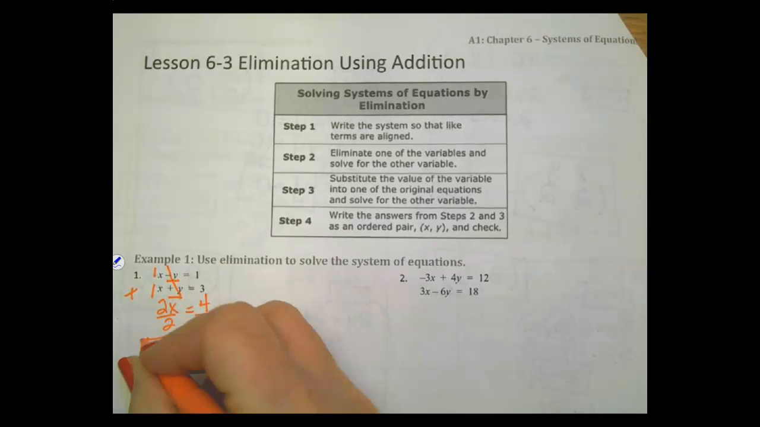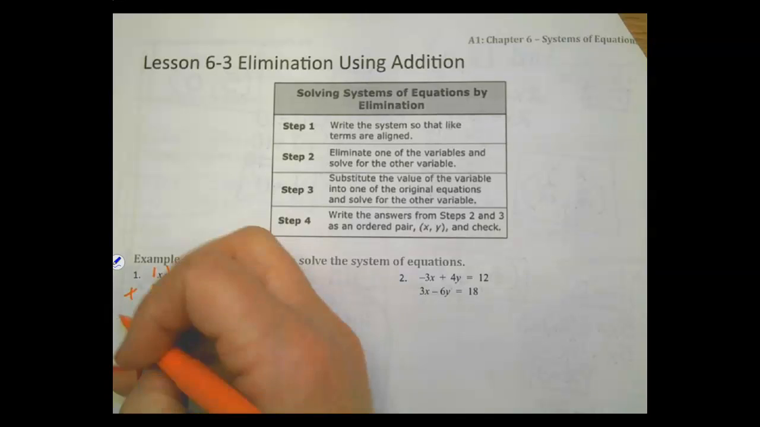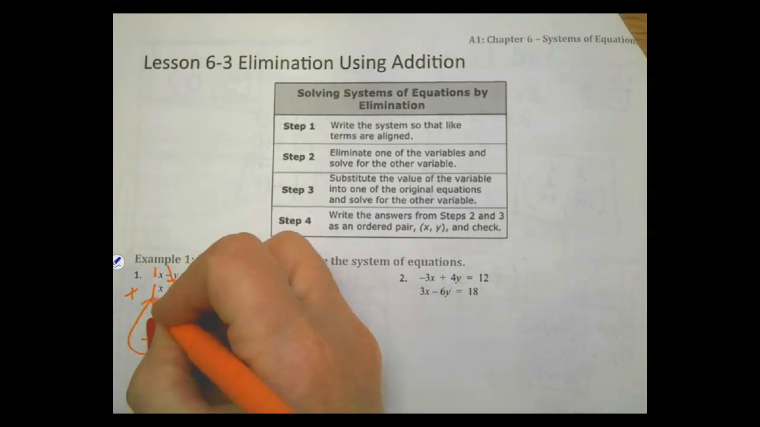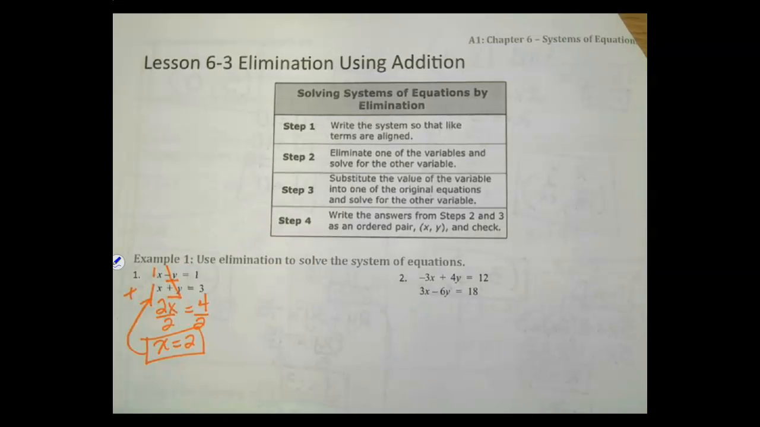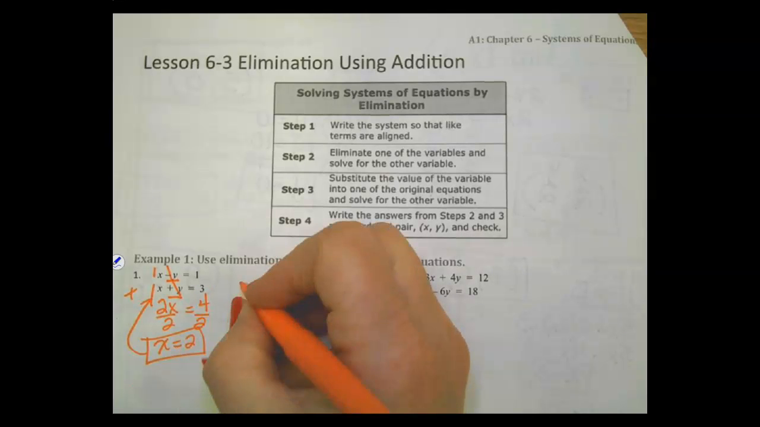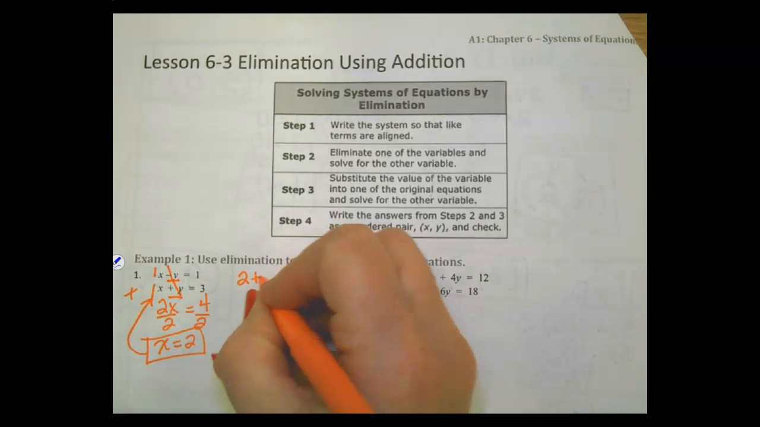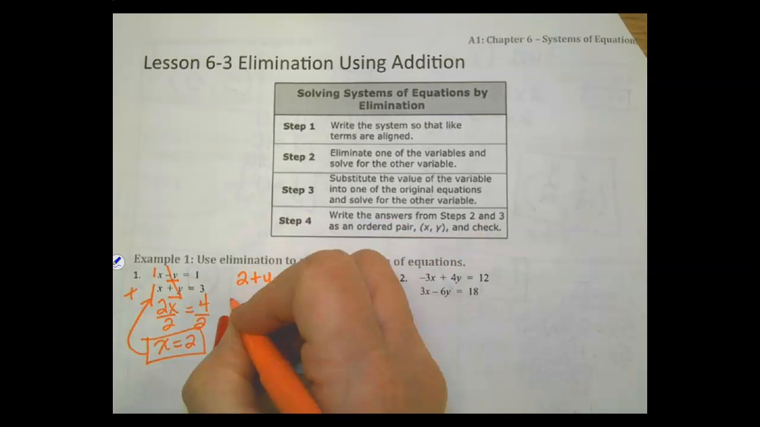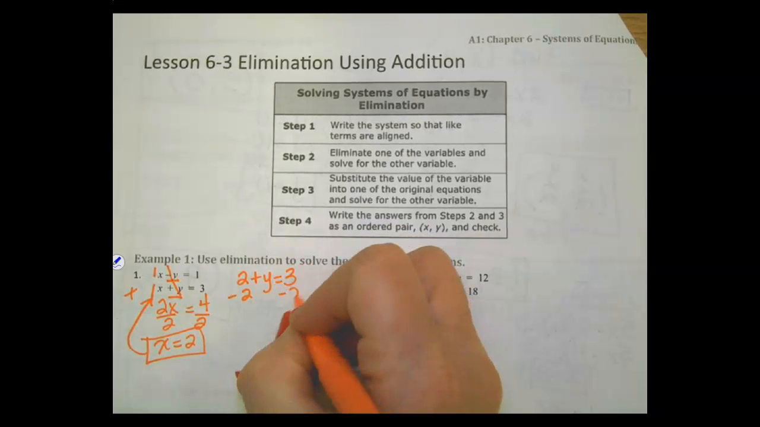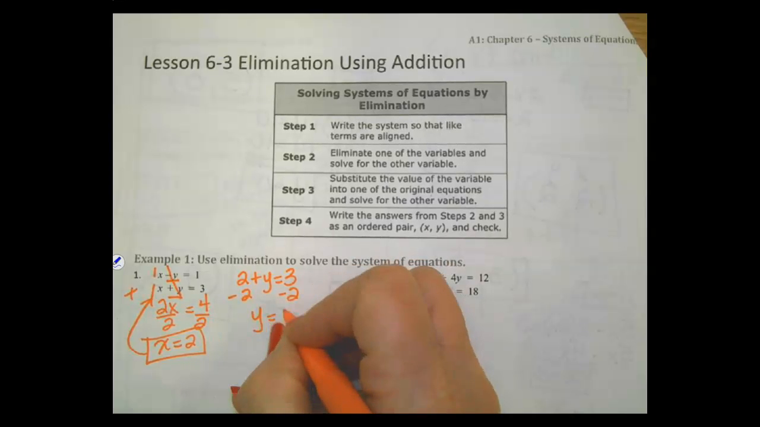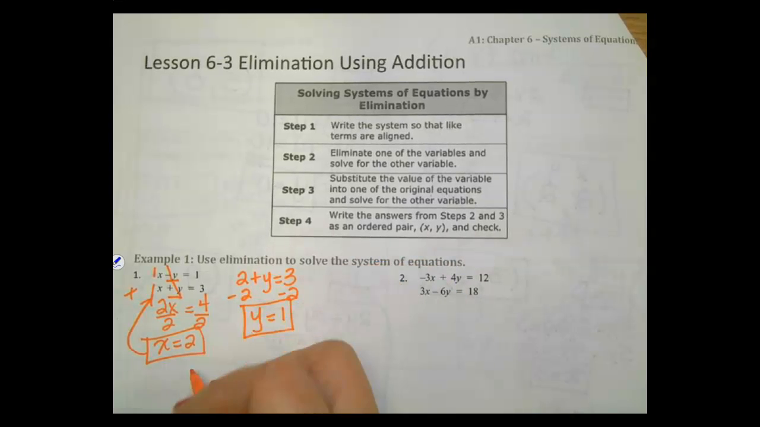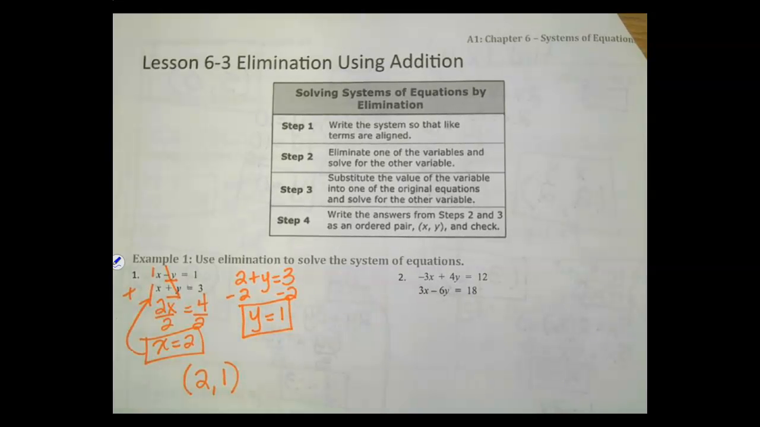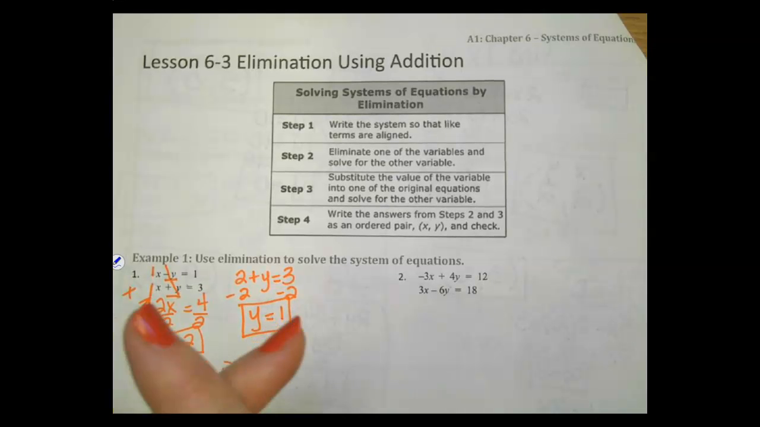So that's really nice. Now we're going to plug this back into one of those equations, and I like the plus ones just because. So x, which is 2, plus y equals 3. I'm solving for y now, so I'm going to subtract 2 from both sides. y is equal to 1. So my ordered pair, or my solution, is (2, 1), where those two equations, when graphed, would intersect.